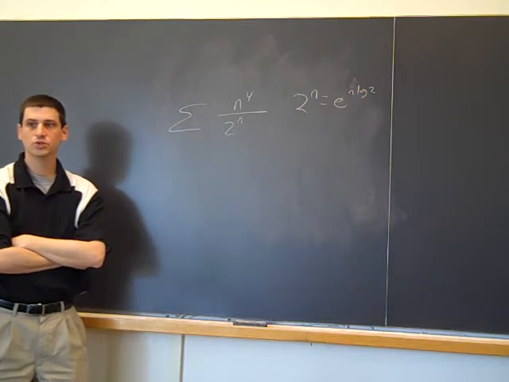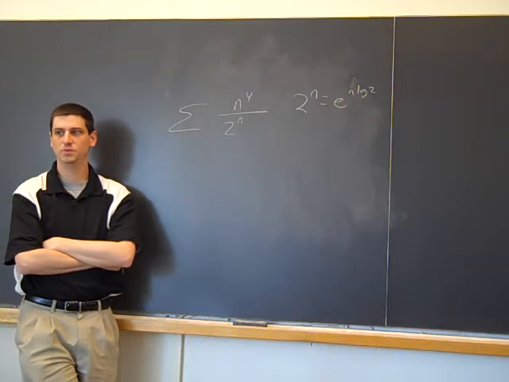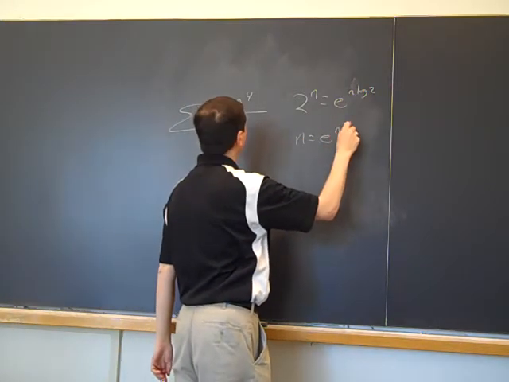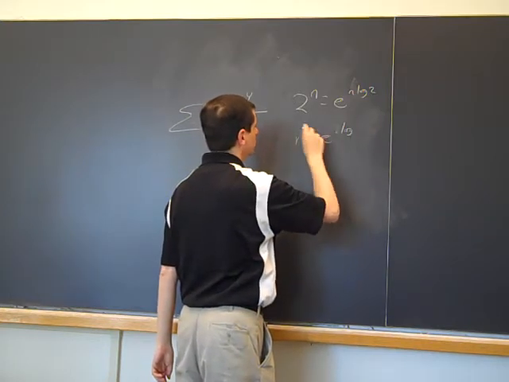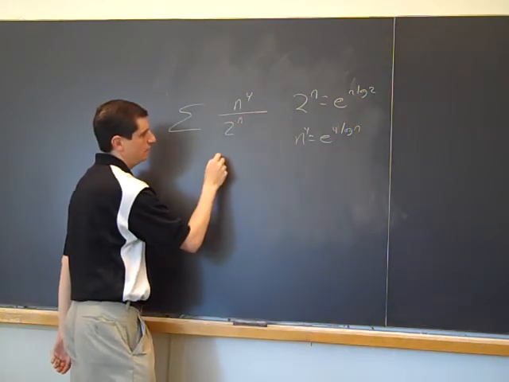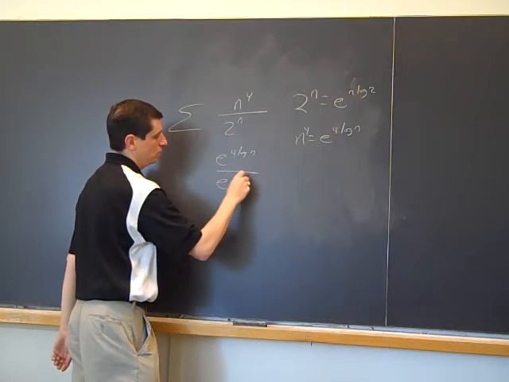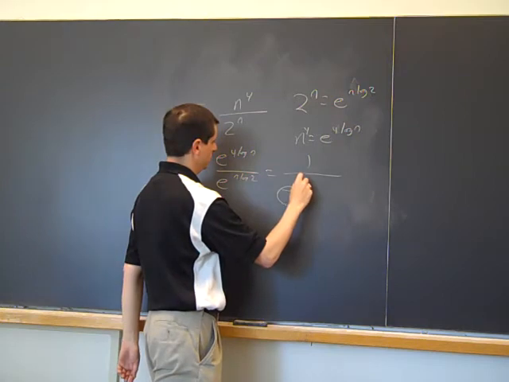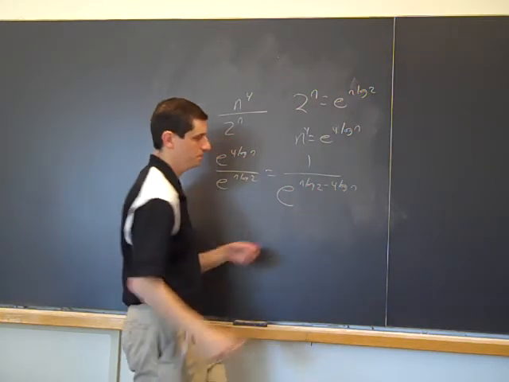And so this is where you can do it with the comparison test. It would be a little bit of a pain. You could write n to the 4th is e to the 4 log n. And so now I would have e to the 4 log n over e to the n log 2. This is 1 over e to the n log 2 minus 4 log n.